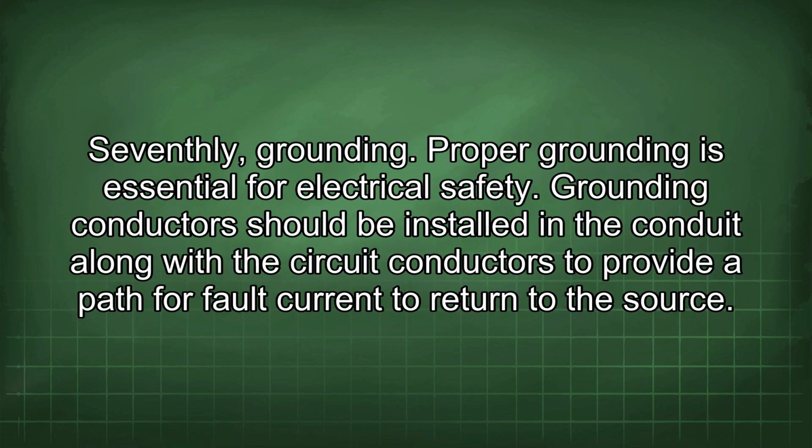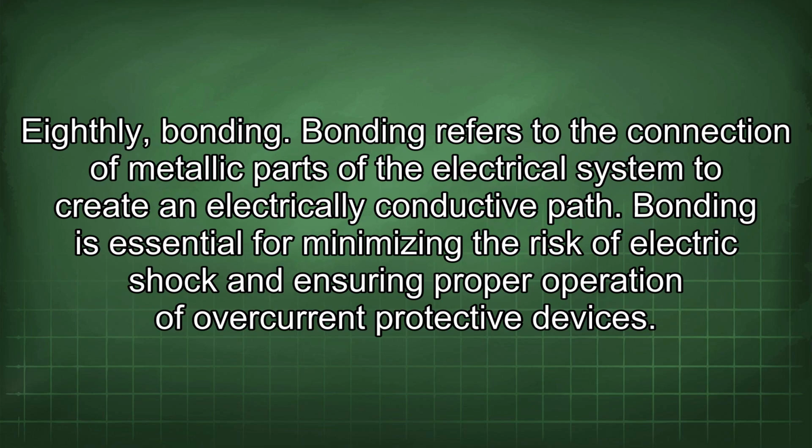Seventhly, grounding. Proper grounding is essential for electrical safety. Grounding conductors should be installed in the conduit along with the circuit conductors to provide a path for fault current to return to the source. Eighthly, bonding. Bonding refers to the connection of metallic parts of the electrical system to create an electrically conductive path. Bonding is essential for minimizing the risk of electric shock and ensuring proper operation of overcurrent protective devices.